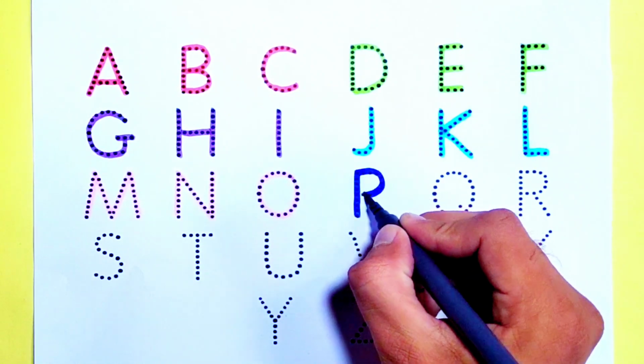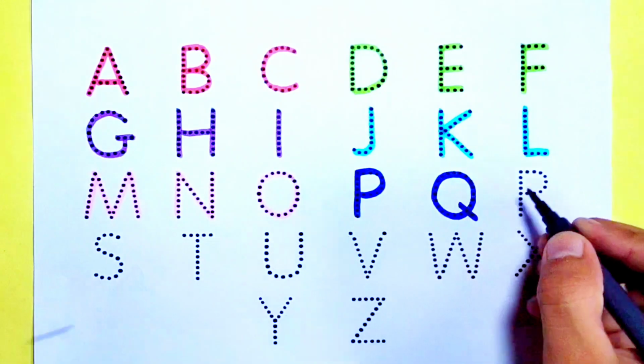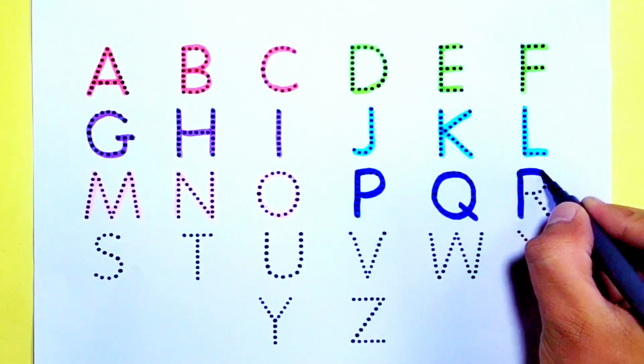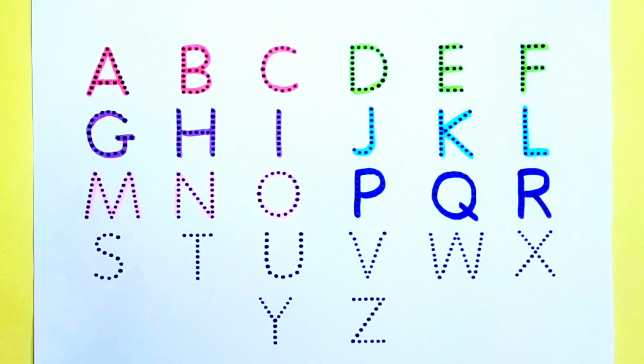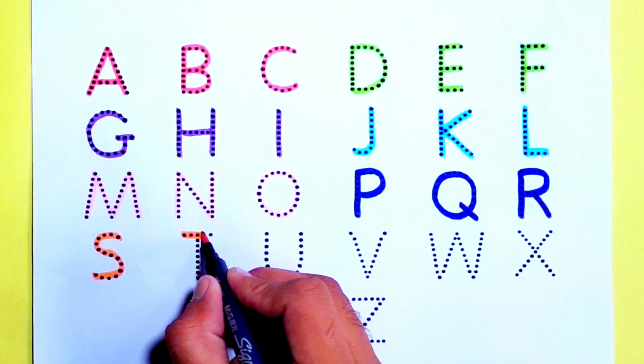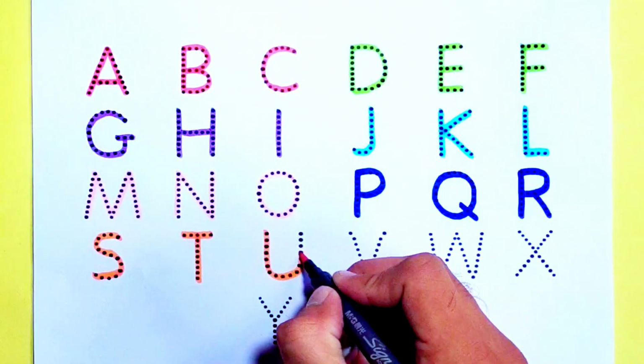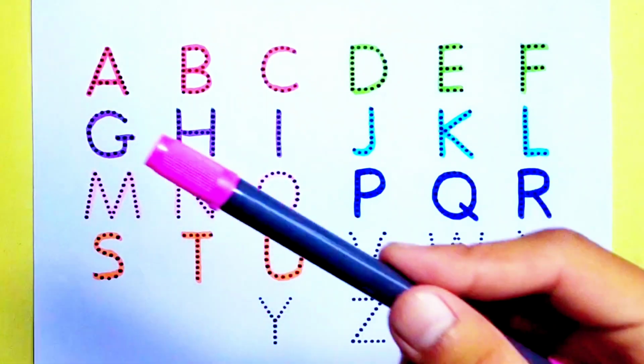P for pen. Q for queen. R for rose. Orange color. S for spider. T for tree. U for uniform. Dark pink color.